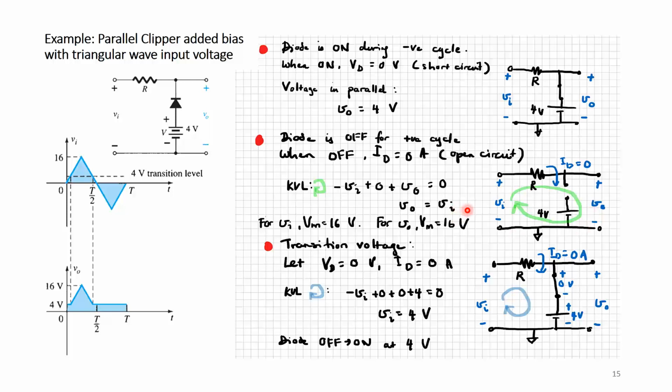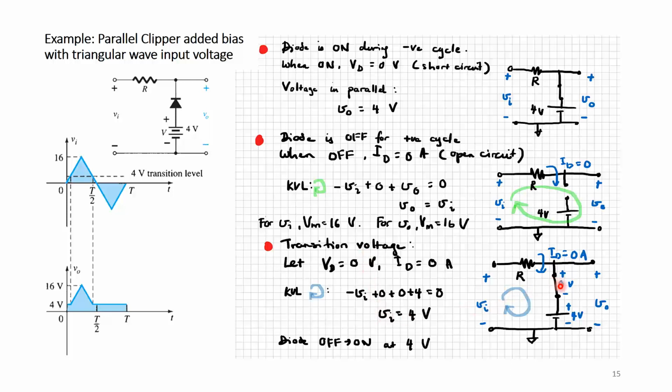So in this case, the diode that is off will cause V out to be equal to V in. And if V in is maximum at 16 volts, V out is also maximum at 16 volts. Now the next question is, when is it going to do the transition? Is it going to be positive 4? Is it going to be negative 4? So for us to be sure, we will assume VD equals 0 volts and ID equals 0 amps.